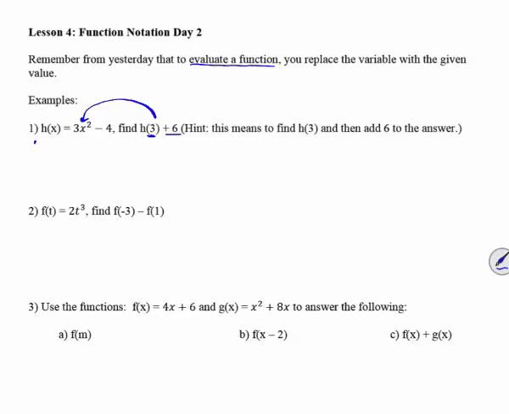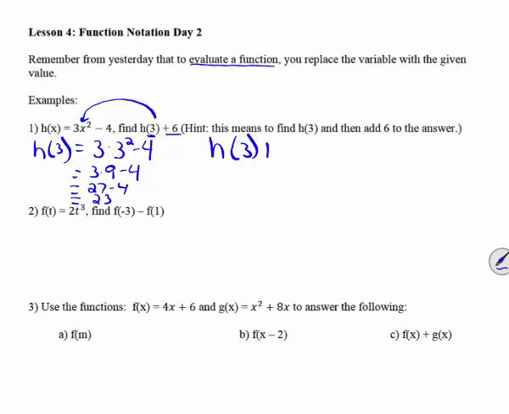So I'm first going to figure out what h of 3 is. So h of 3 is going to be 3 times 3 squared minus 4. 3 squared is 9. So 3 times 9 is 27. 27 minus 4 is 23. Then I can take h of 3 plus 6. Well, I know h of 3 is 23 plus 6, so my final answer would be 29.